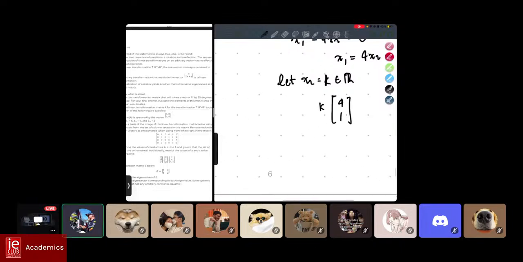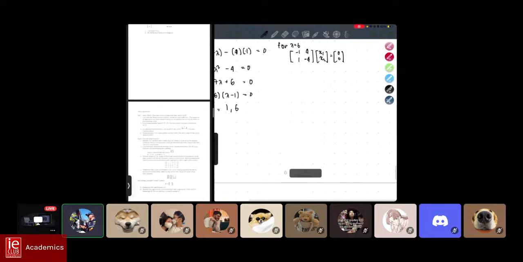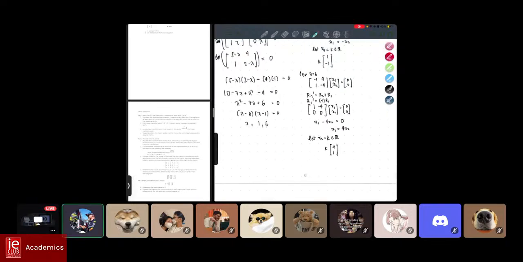So this is the eigenspace. Hinihingi lang dito is eigenvector. So, we just remove the k. So, bali ito yung vectors natin. 1, negative 1, and 4, 1. So the eigenvalues are 1 and 6.